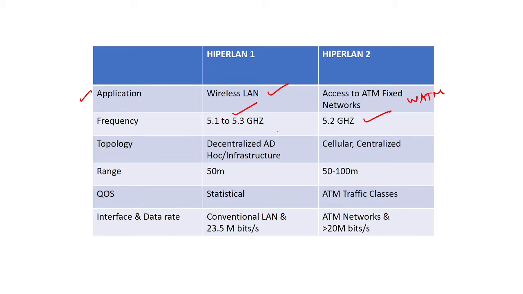The topology is decentralized ad hoc or infrastructure based topology, fixed network topology. Here it is cellular topology or centralized topology. The range is 50 meters, and the range is 50 to 100 meters. Quality of service support is statistical, and ATM traffic classes in Hyperlan 2. The interface and data rates are conventional LAN, and the data rate achieved is 23.5 Mbps. And here we are using the interfaces of ATM networks with a data rate of greater than 20 Mbps.